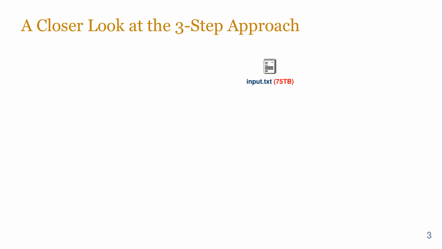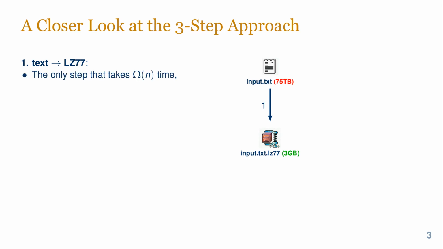Let us take a closer look at the three-step algorithm. The first step converts the input text into its LZ77 representation. It is the only step that requires linear time in the length of the text, and hence it is of importance that this step is fast and uses little working space.